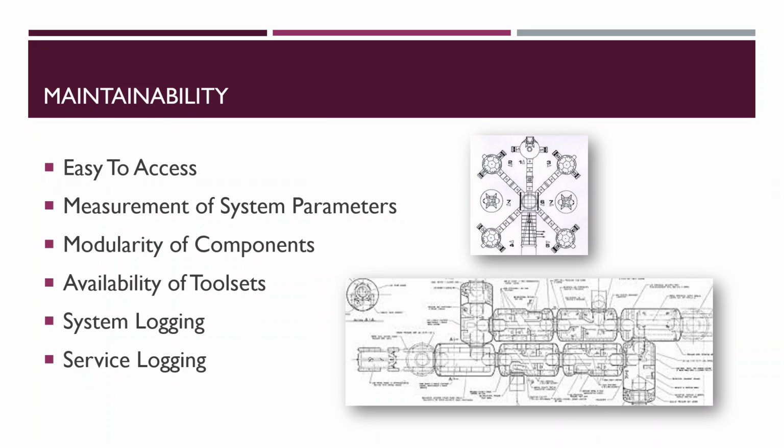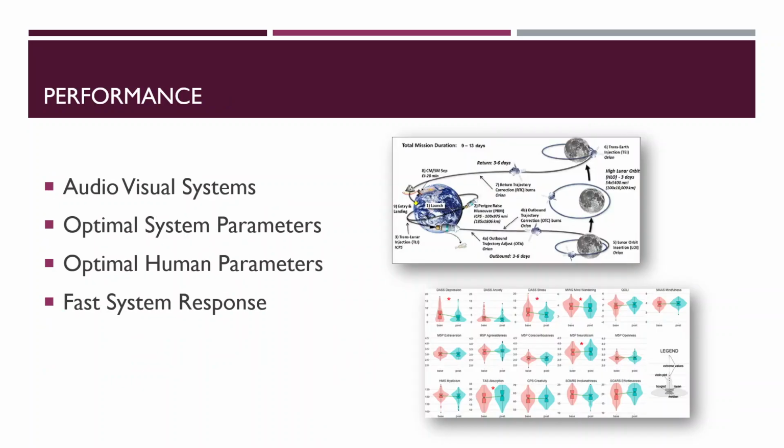So, maintainability, right? Whatever we develop has to have some kind of ease of access. We have a need. There are the parameters again: measurement of system parameters, modularity of components, availability of tool sets, service logging. Sounds like a service view, right? Sounds like a system view. We've got a lot of things that are starting to show up. That's why this moon base is such a nice project, because we've got a lot of different things that we can work with here. All right.